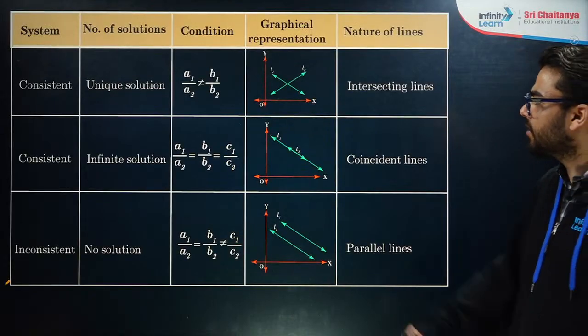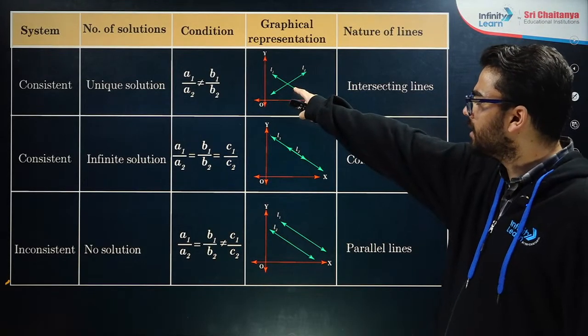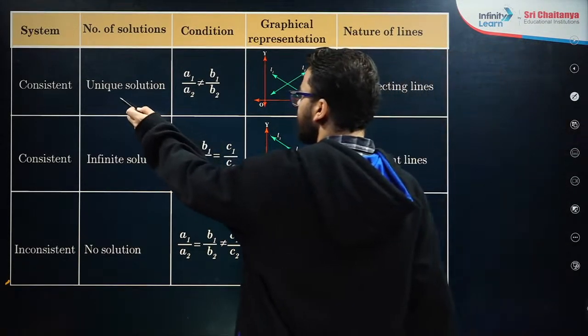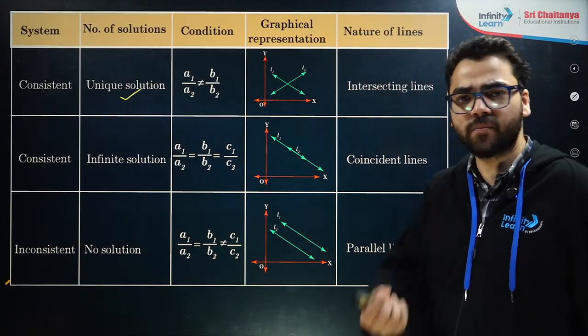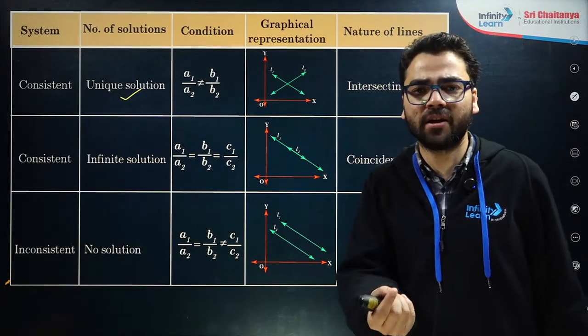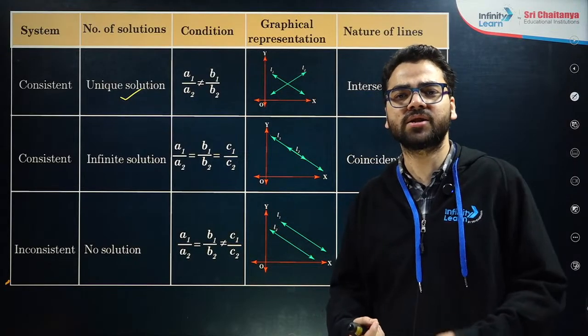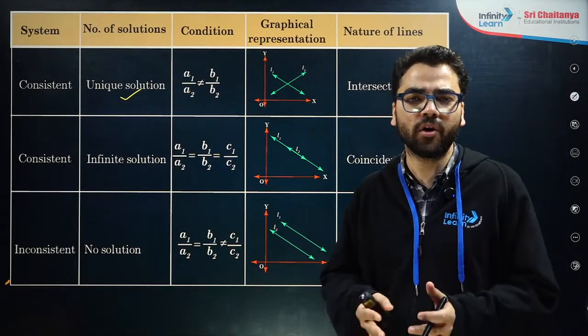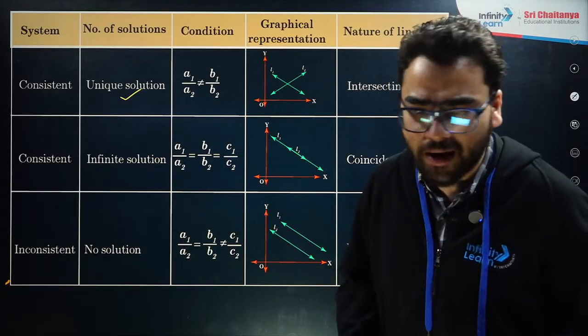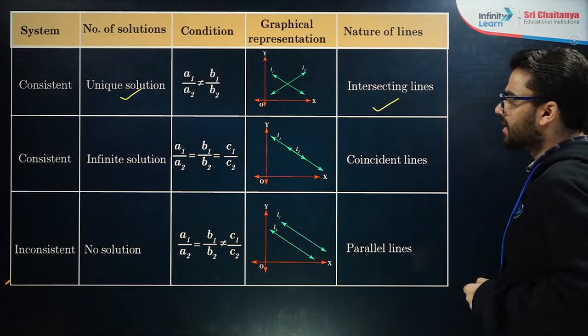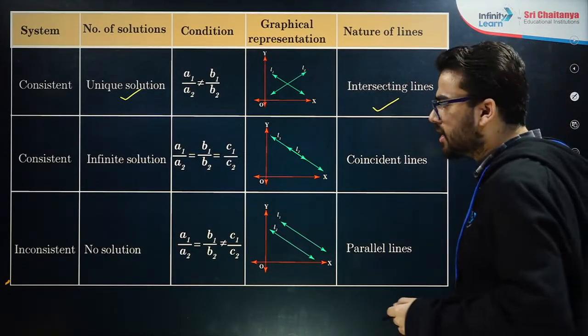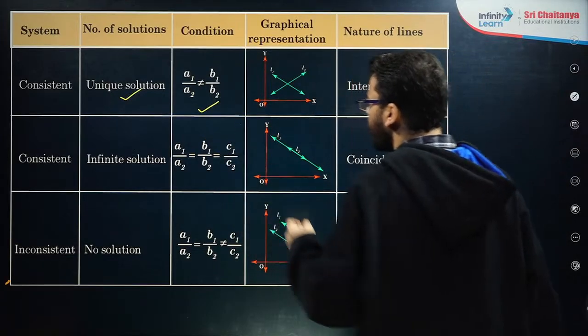So you see over here, when they intersect at one point only, can we say that this is a unique solution? When they intersect at one point, that is called a unique solution, because only one solution will be there. The x coordinate of the point of intersection is the value of x, and the y coordinate is the value of y. Geometrically, that is intersecting lines. And what is the algebraic condition? A1/A2 is not equal to B1/B2.